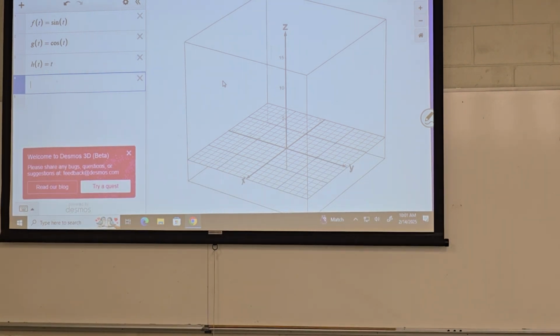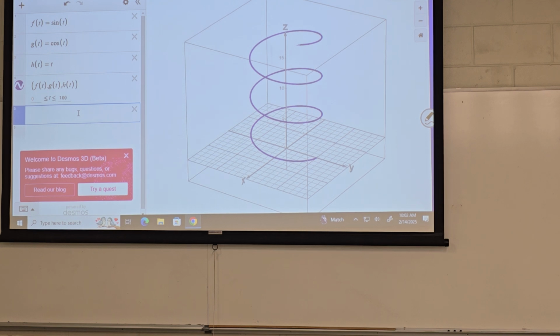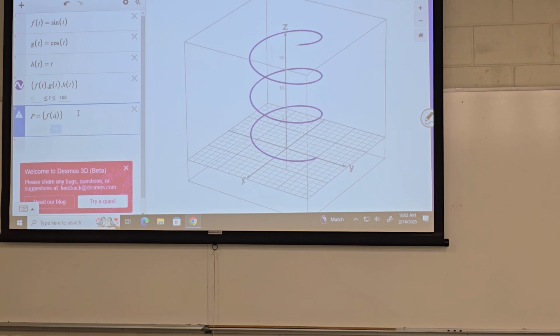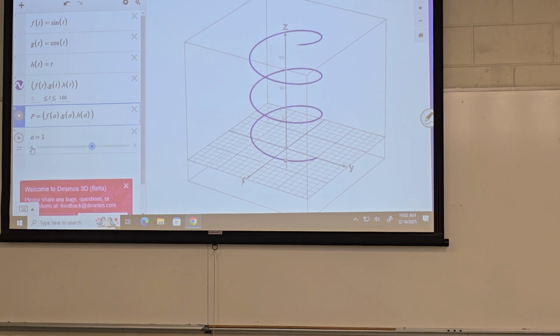So first, I want a point. Well, I want my space curve f of t, g of t, h of t. So to get the point, I'll call that P. That is f of A, g of A, h of A. Now we do like a contrasting color like orange, so you can see that.